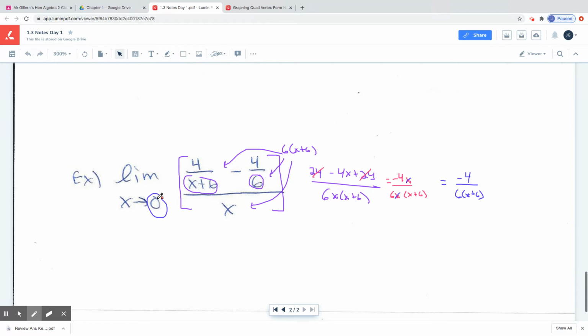Once it cancels, now we substitute in my 0. 0 plus 6 is 6. 6 times 6 is 36. -4 over 36 reduces to -1/9. And there is my limit.